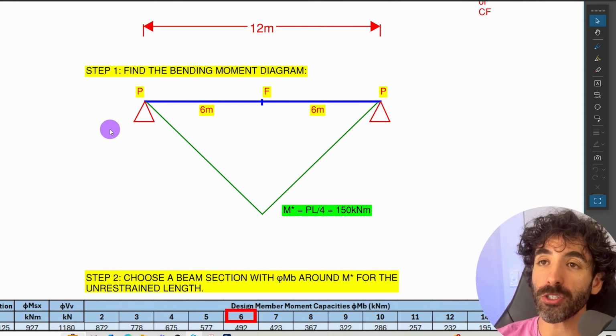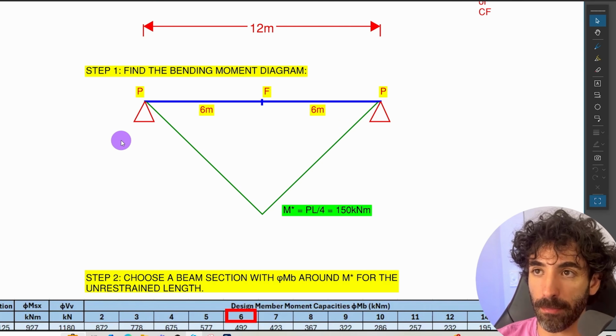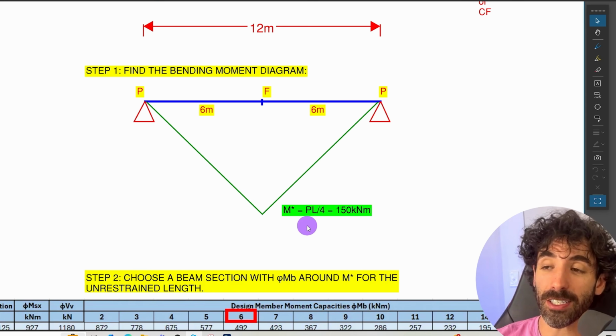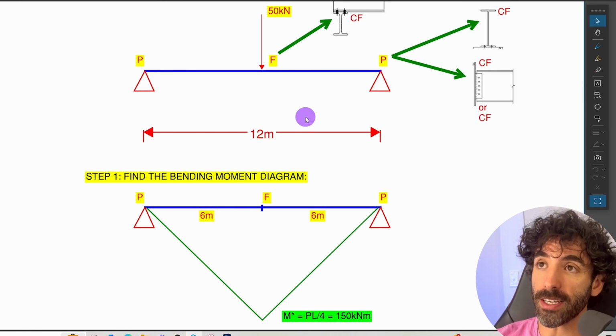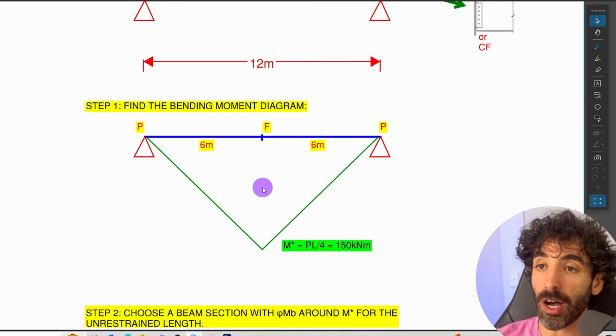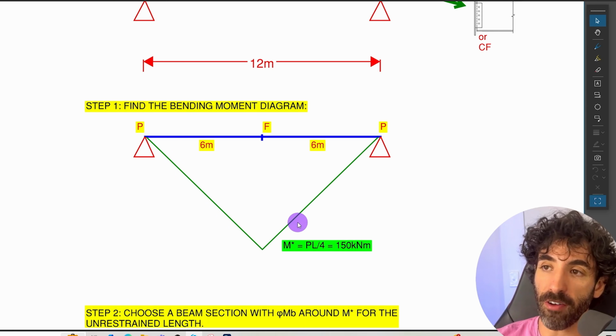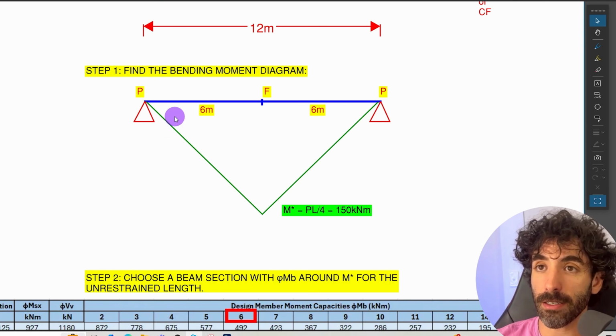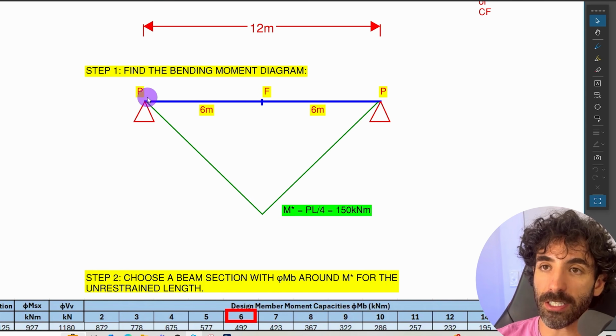So step number 1 is to find the bending moment diagram. For a point load at mid-span, the design bending moment is PL on 4, so that means 50 kilonewtons times 12 meters divided by 4, that's equal to 150 kilonewton meter. And we are dividing this beam in 2 segments. The first segment is PF, 6 meters, and the second segment is FB of 6 meters.